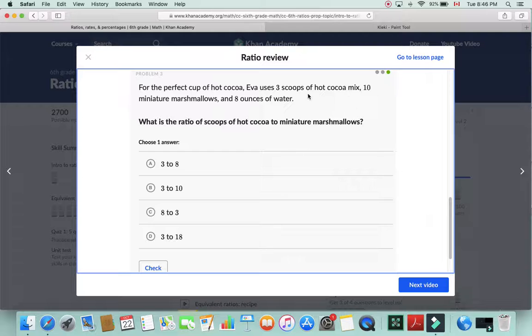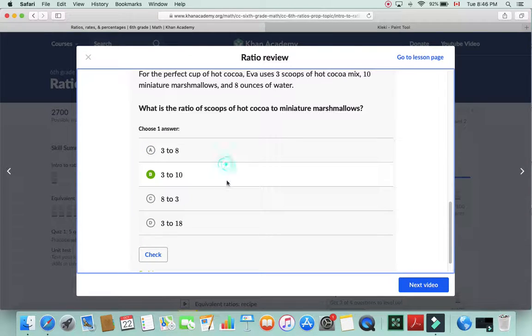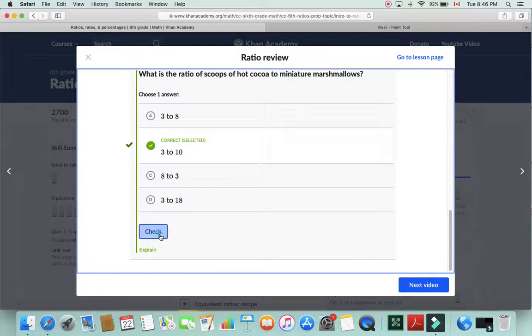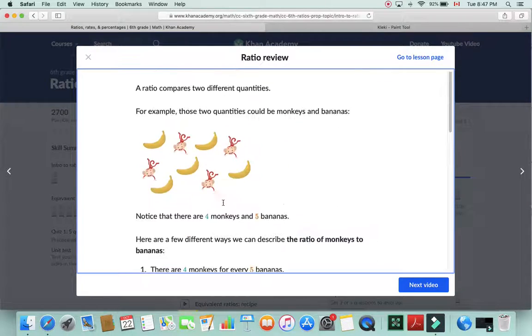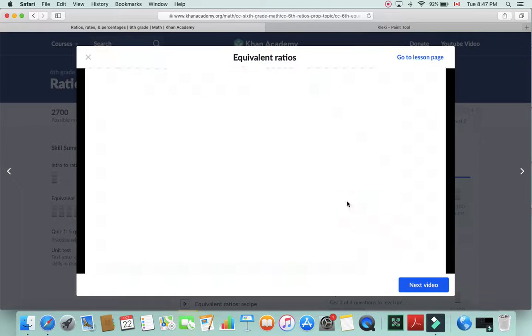Choco. Okay. And it's 3 scoops to miniature marshmallows, and there are 10. Okay, so 8 and 18 aren't in the thing, so we can get them out. And 8. So that was easy. They just gave us the answer. 3 to 10. Check. Okay, whatever. Next vid.